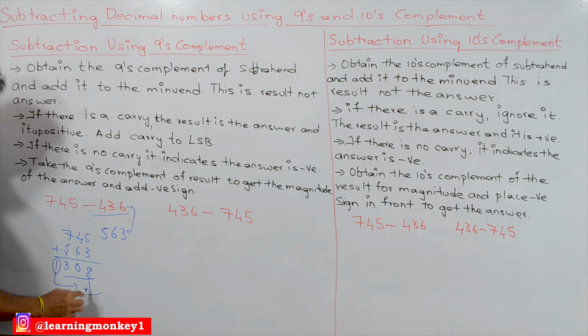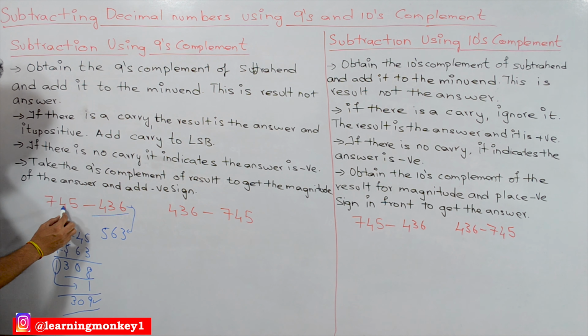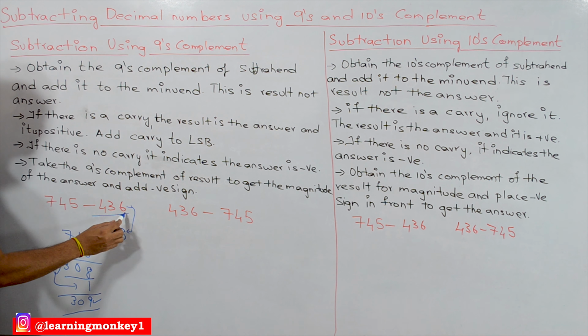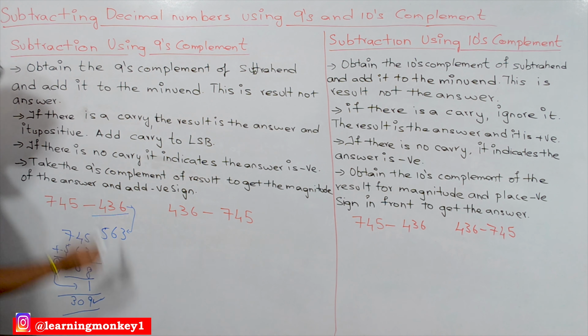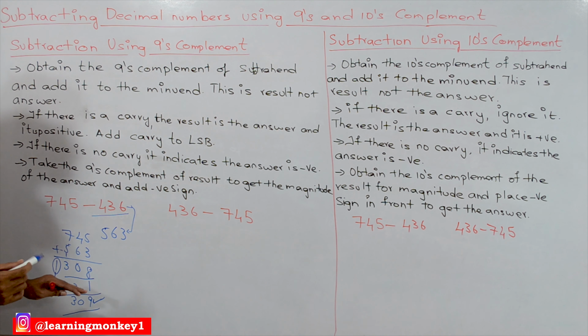Least significant digit. So to this we have to add 1, the carry, and this is going to be the final answer. The subtraction of 745 minus 436 is 309. So this is how we do subtraction by using 9's complement.